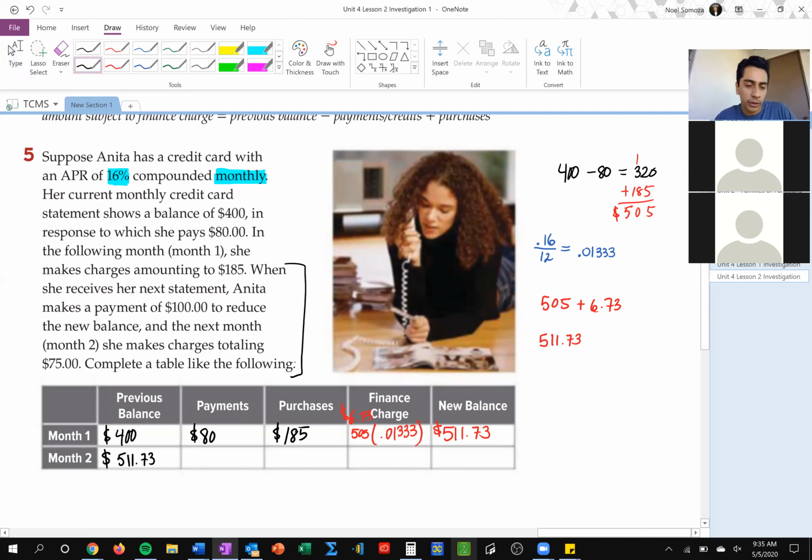Right. So when she receives her next statement, Anita makes a payment of $100 to reduce the new balance. Okay. So she's going to make a payment of $100, and she charges totaling $75. So even though she said $100 payment, she went and she spent $75.